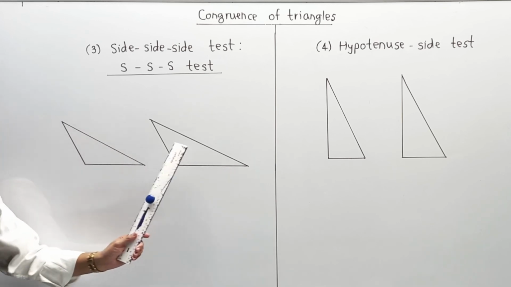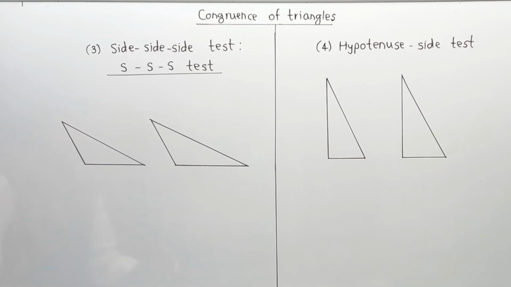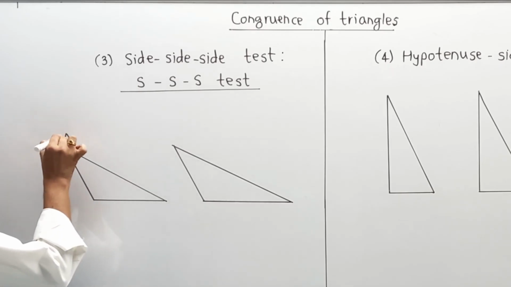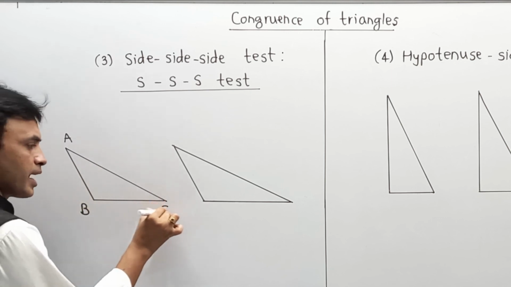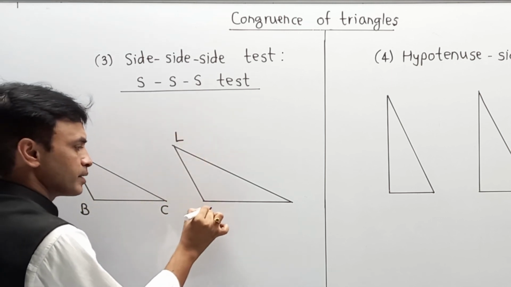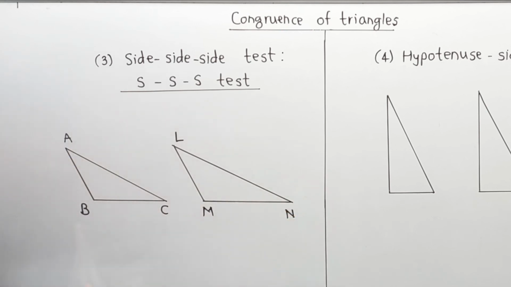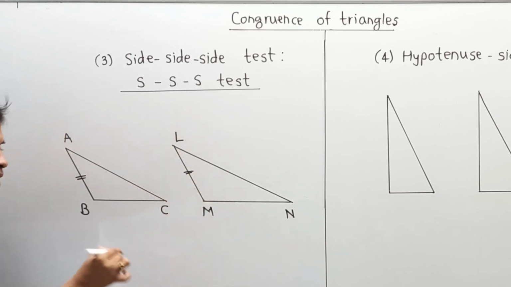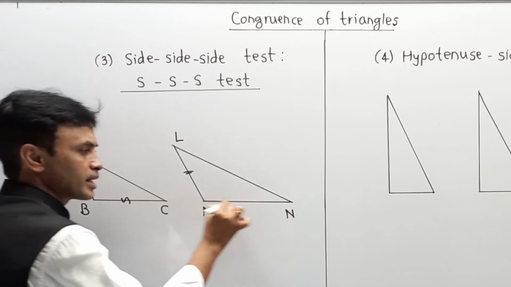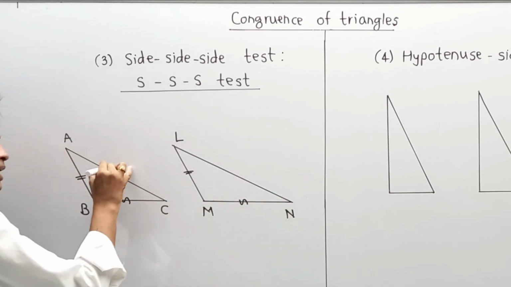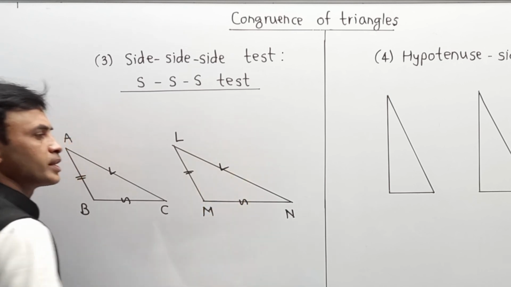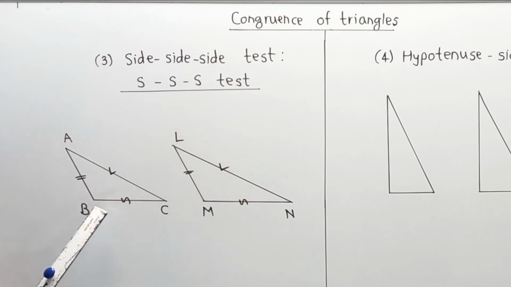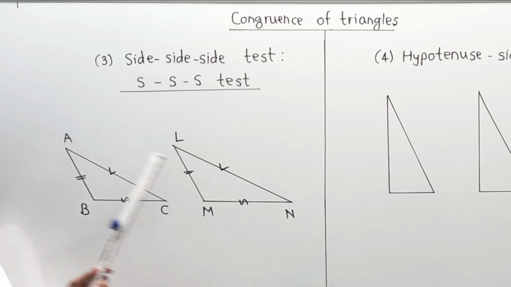Let us say again I have taken two triangles here for comparison. This is triangle ABC and the next triangle is triangle LMN. In this case, length of AB is exactly equal to length of LM, length of BC is exactly equal to length of MN, and length of AC is exactly equal to length of LN. Means first side AB is congruent with LM, second side BC is congruent with MN and third side AC is congruent with LN.